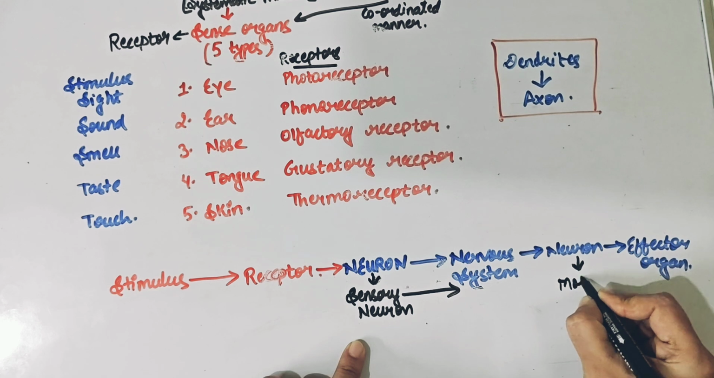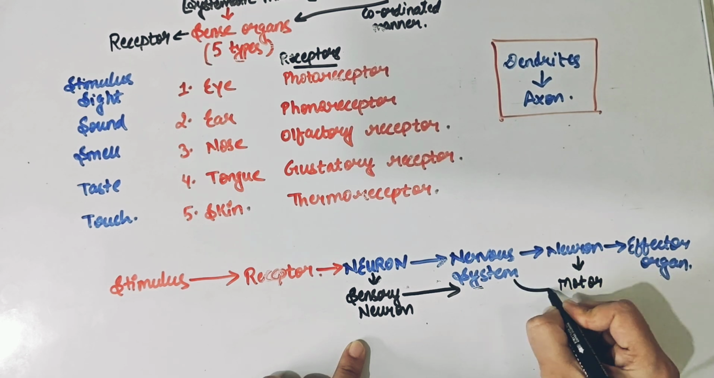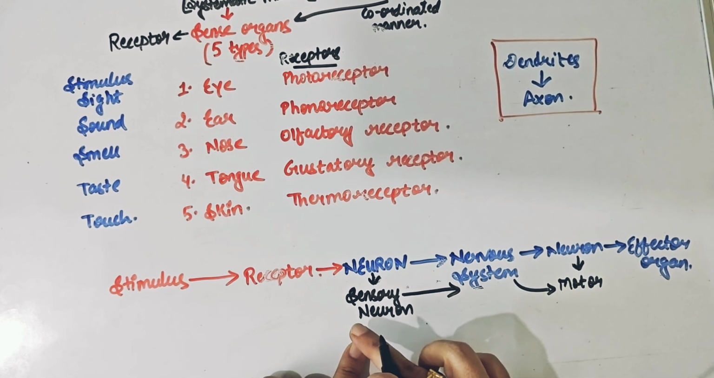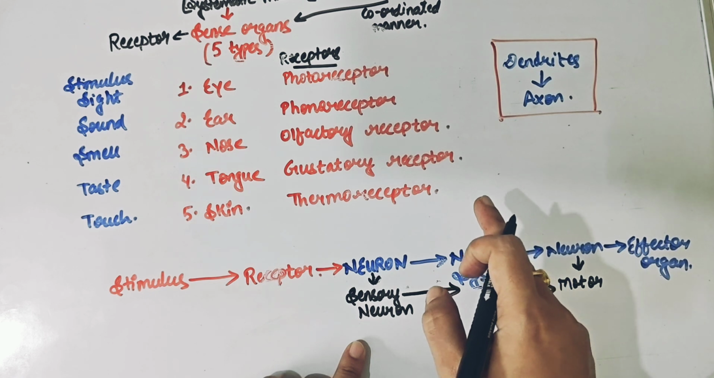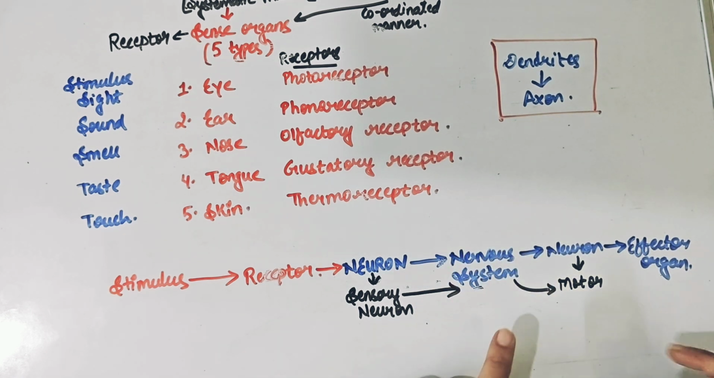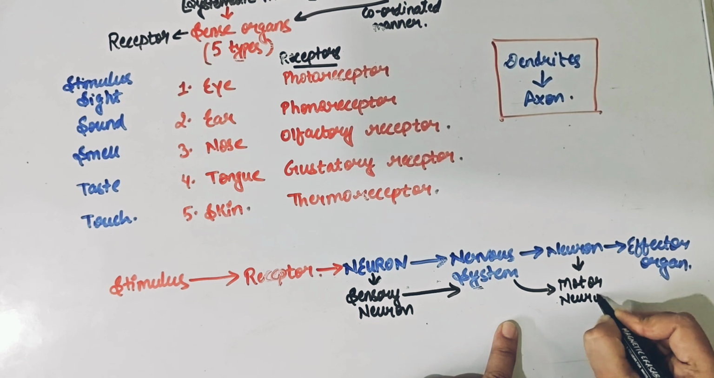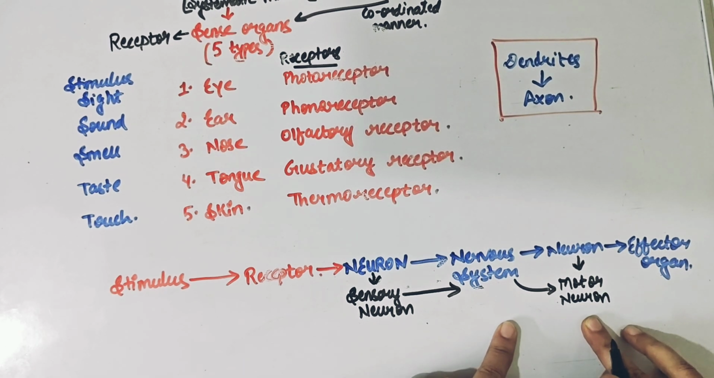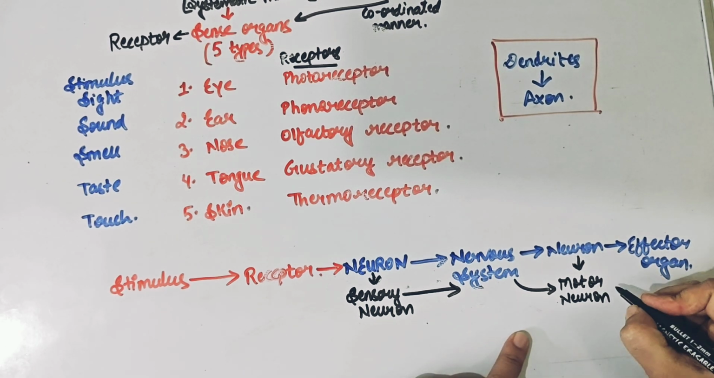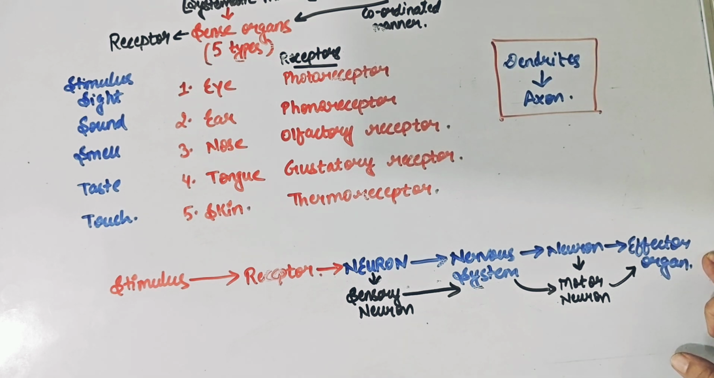So here the information from the nervous system was sent. Now the information is going from the nervous system, so the information from the nervous system will travel through another set of neurons which are known as motor neurons. And these motor neurons are going to get connection with whom? These motor neurons will transfer the information to the effector organ.